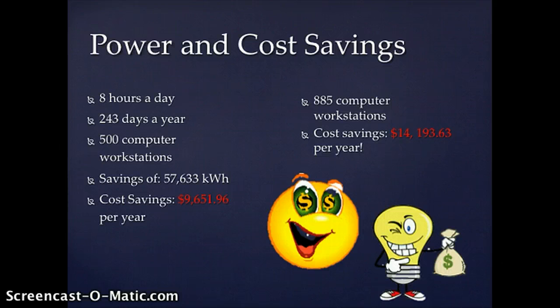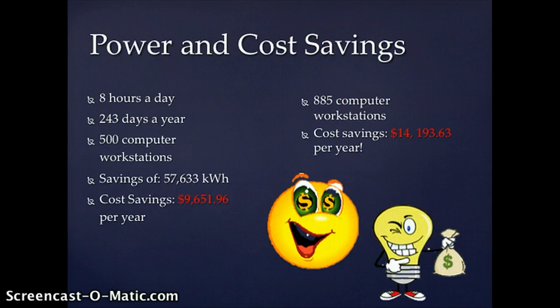If UVM were to virtualize 500 of its computers, the annual savings in power could be 57,633 kilowatt hours. The potential cost savings are estimated to be $9,651.96 per year. Now, imagine if all the 885 computer workstations on campus were virtualized.